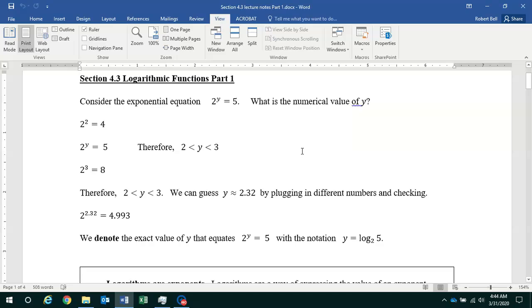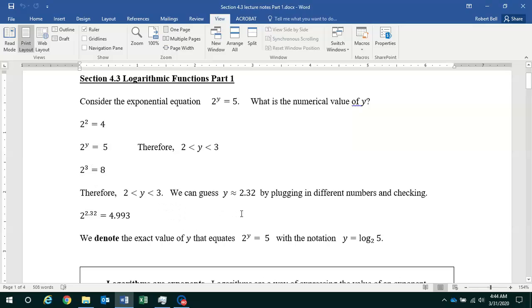So we can do some deductive reasoning here. We know that 2 squared is equal to 4, and we know 2 cubed is equal to 8, and our equation is 2 to the y is equal to 5. 5 is greater than 4 and less than 8. So using deductive reasoning, the exponent y must be greater than 2 and less than 3. That's what we conclude here.